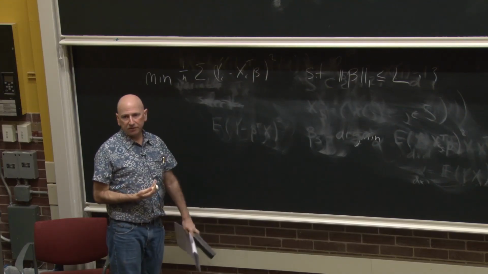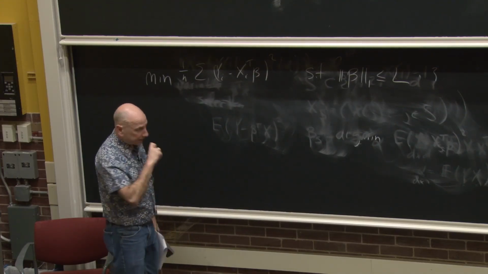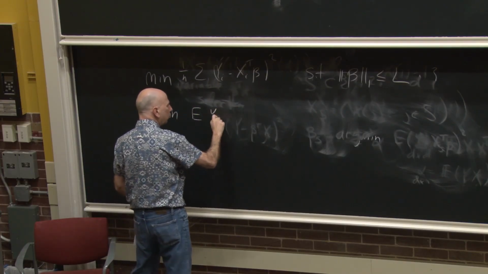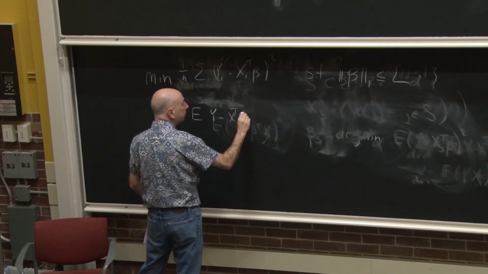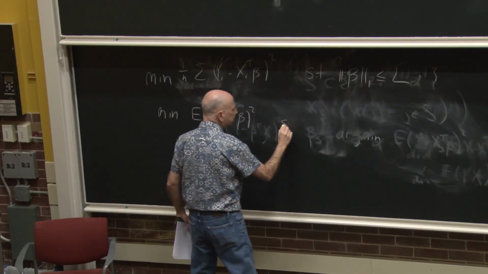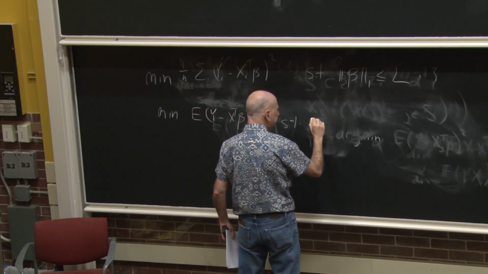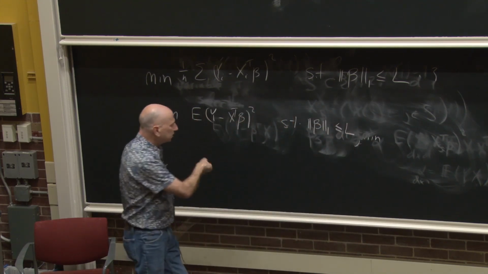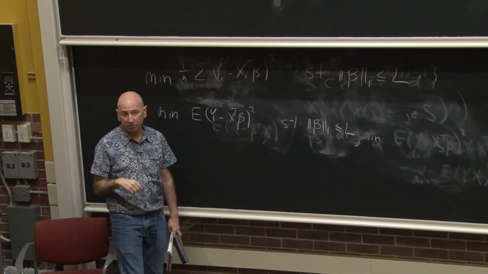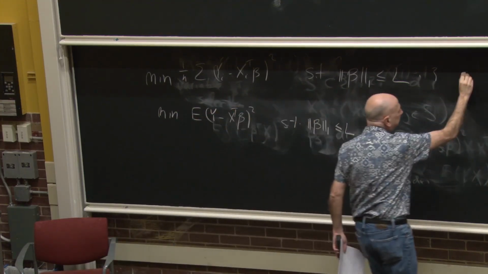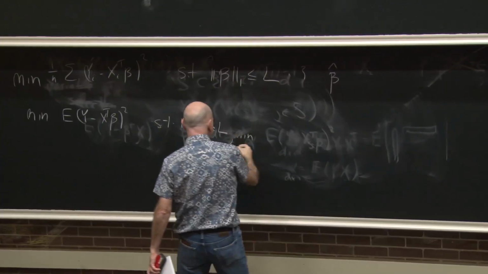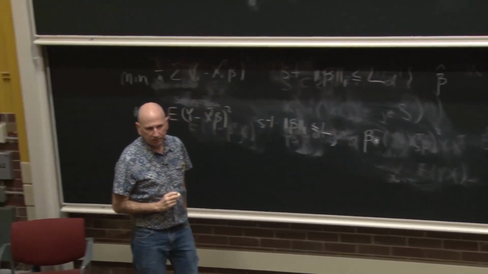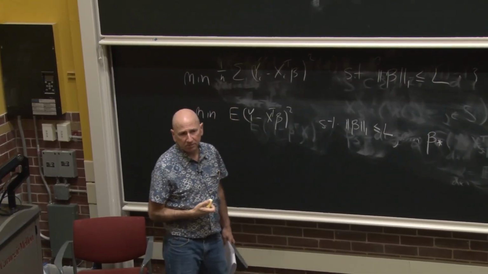Well, what would the population version be? What would be the best you can do? It would be to minimize prediction error, the true prediction error, subject to that constraint. We'll call that the best sparse linear predictor. So this is going to give us an estimator, and this is something we can't ever compute, but it's the target, it's the population target.